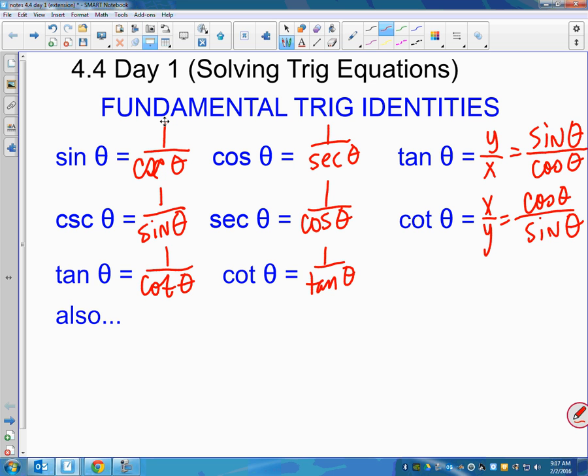Then we also have these Pythagorean identities, and they all come from the Pythagorean theorem, right triangle trig. These aren't going to come up that often right now, but I'm going to go ahead and give them to you just so that they can be in the back of your brain, so when we get to them in chapter 5, this will be there.